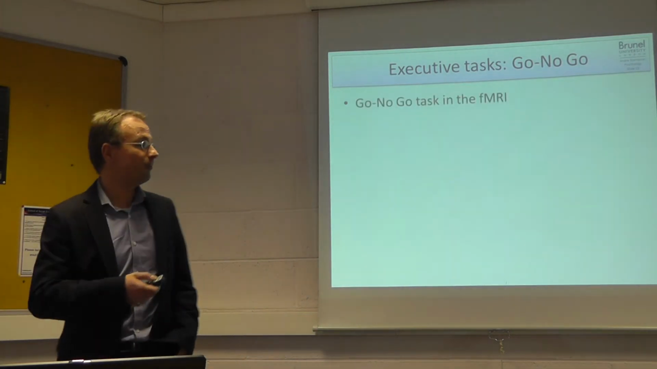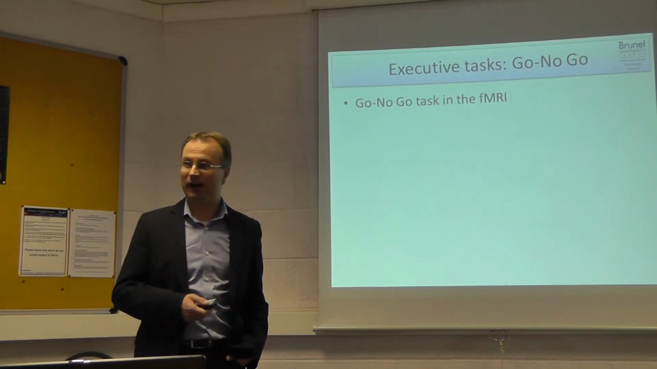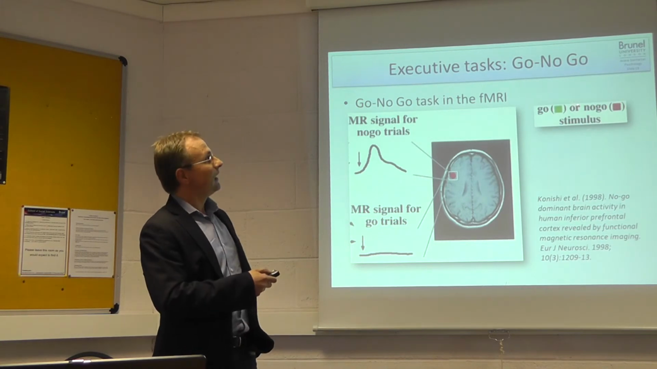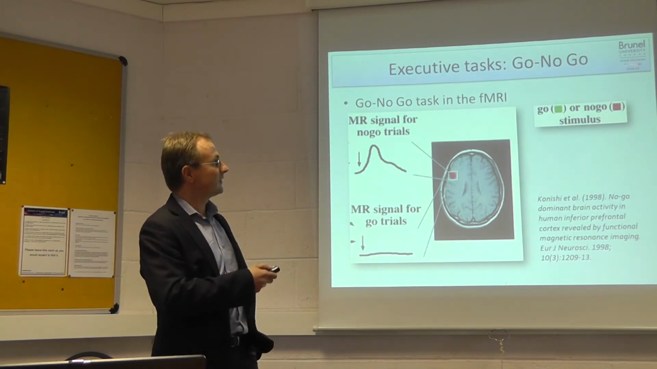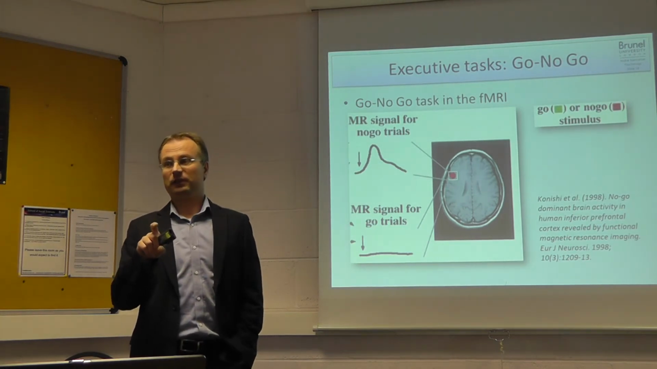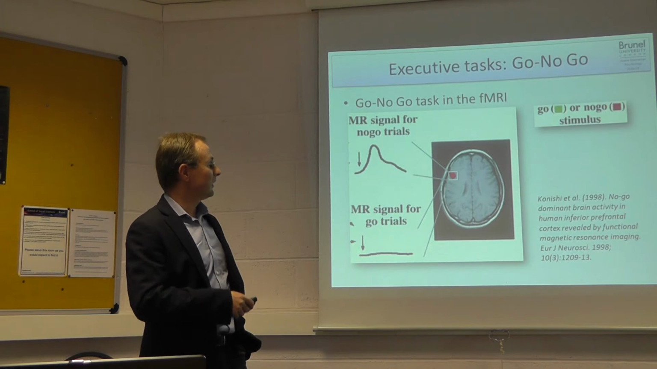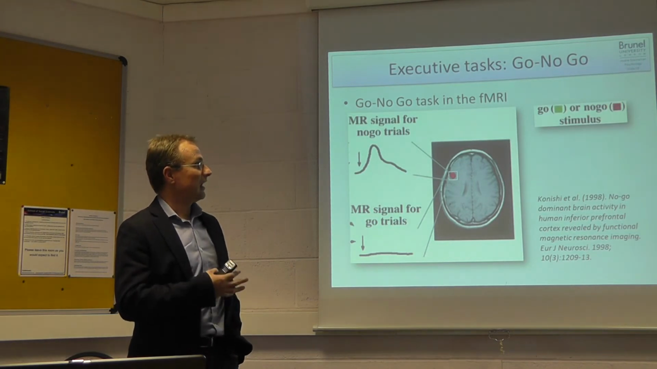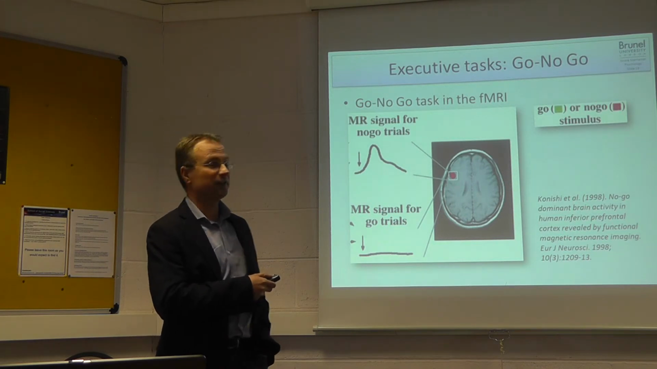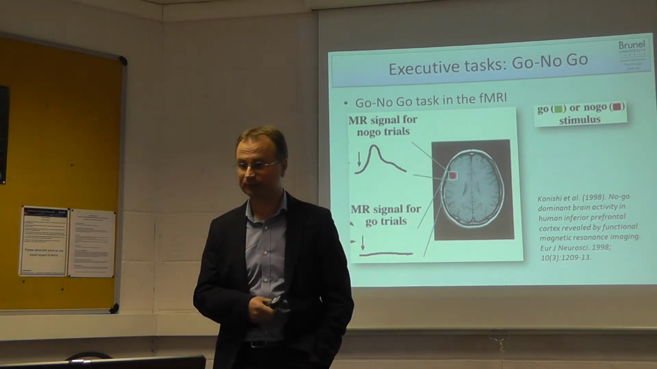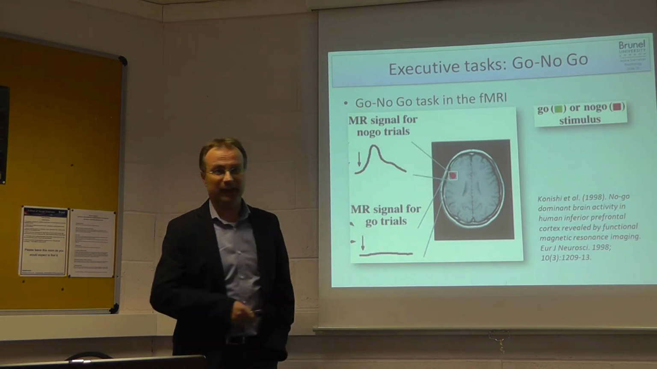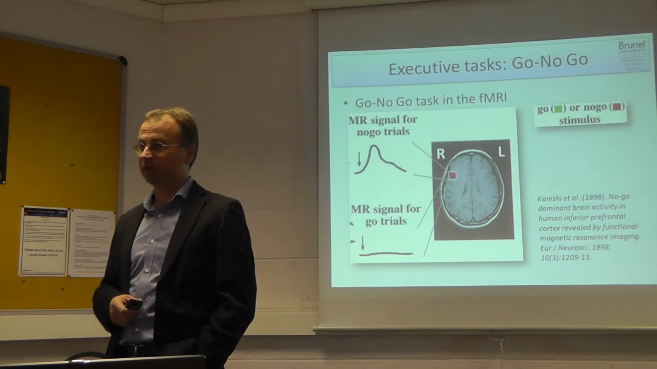Okay, what happens if we do that task in the fMRI, brain imaging? Here we have a study which used a very simple go-no-go task. Green square, you go. If the square is red, you don't go. And then we look at whether brain areas are specifically active during the no-go trials as compared to the go trials. What the authors found is this area, and this is actually the right hemisphere.